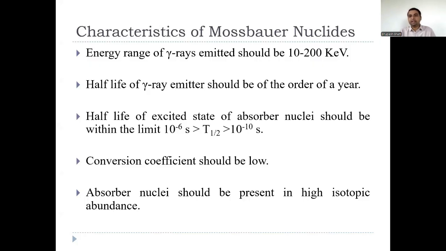The conversion coefficient should be as low as possible, and the absorber nuclei should be present in higher isotopic abundance. For example, if we talk about 57 Fe, and compare the natural abundance of 56 Fe and 57 Fe, then the abundance of 56 Fe is 98%, but for 57 Fe, the natural abundance is 2%. So that 2% is enough to study the absorber material.